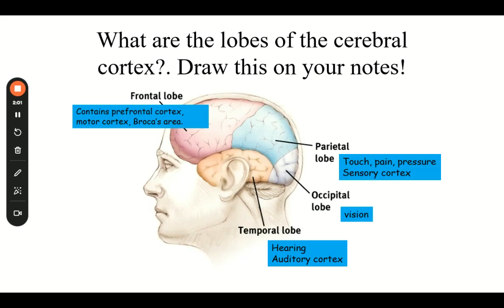So let's just start easy. Frontal lobe is too complicated, so let's start with the occipital lobe. In the back of your brain, above your neck, that is the part of the brain that has the visual cortex, vision. Now, how do I remember that? I always think occipital, optical. If you want to write that down, that's fine. It works for me, but I think of the word optical as in vision.